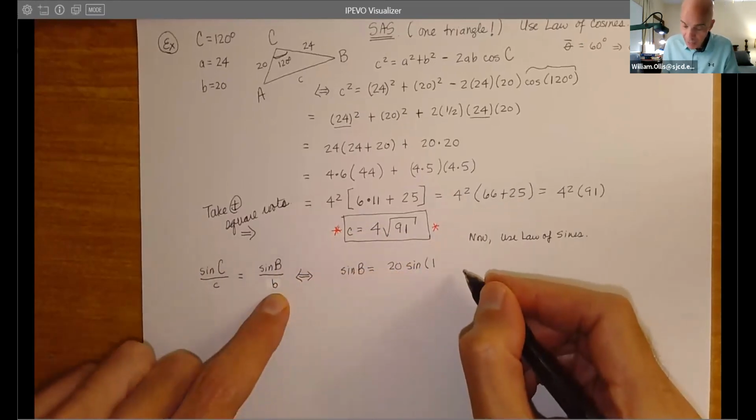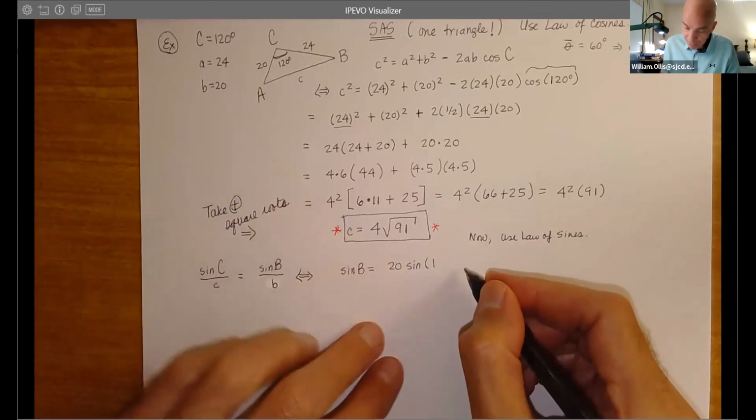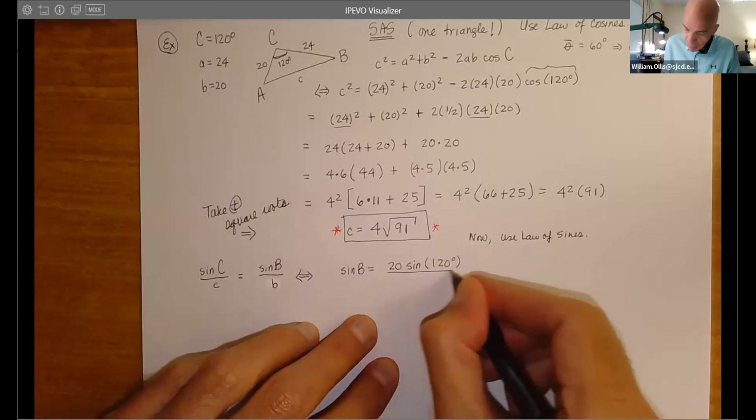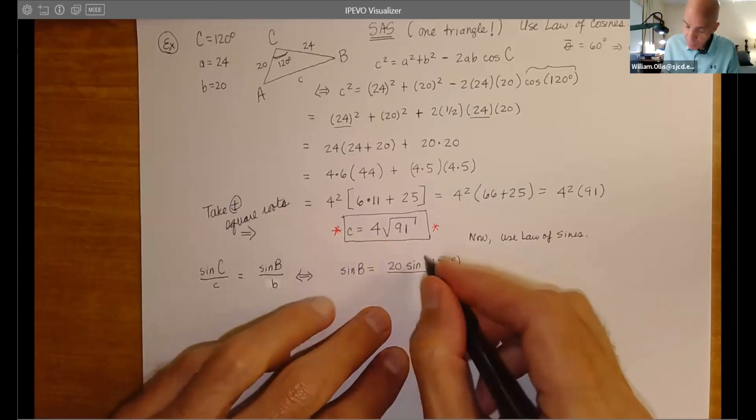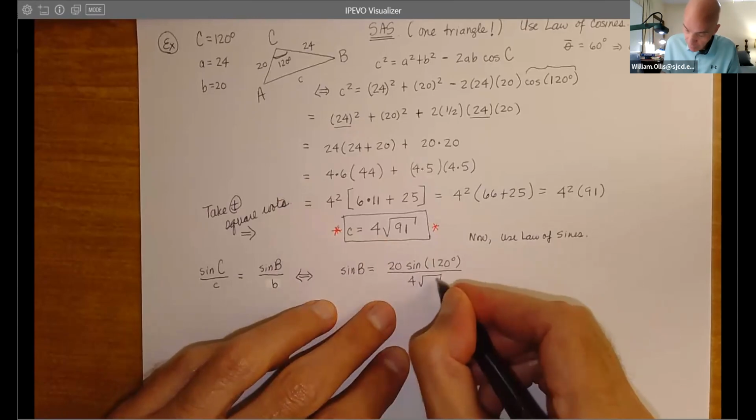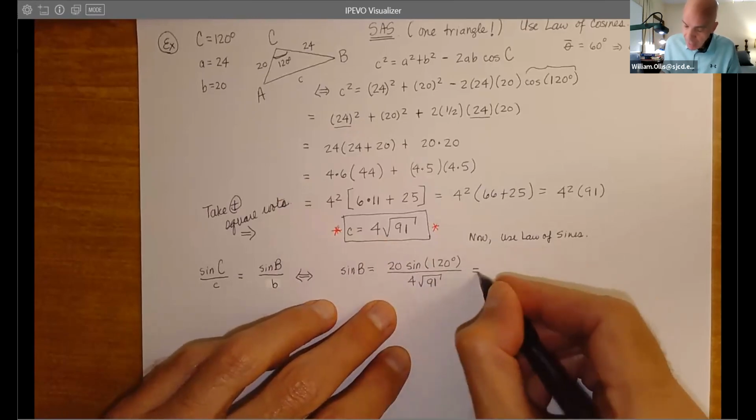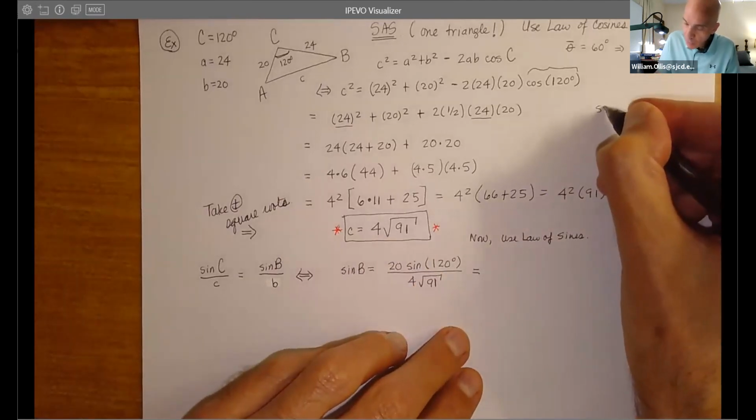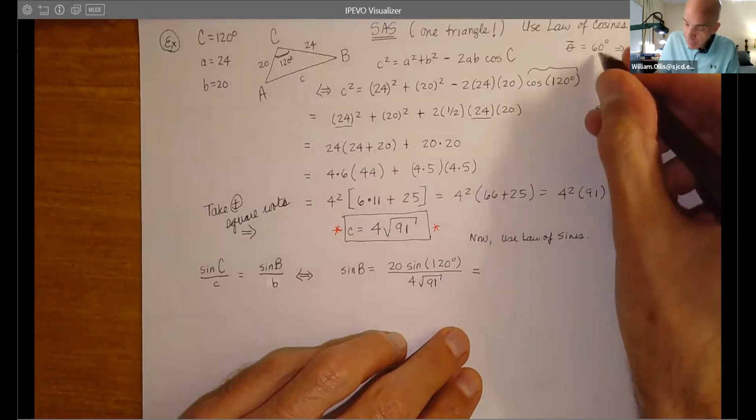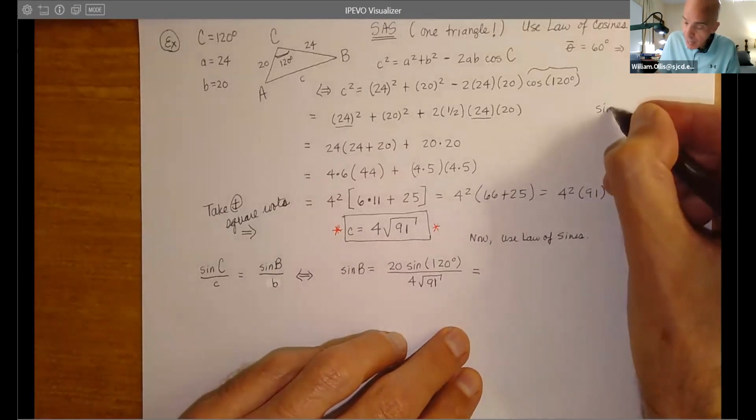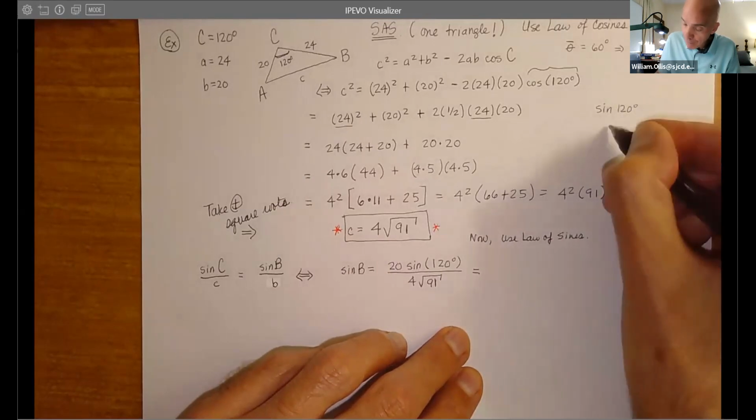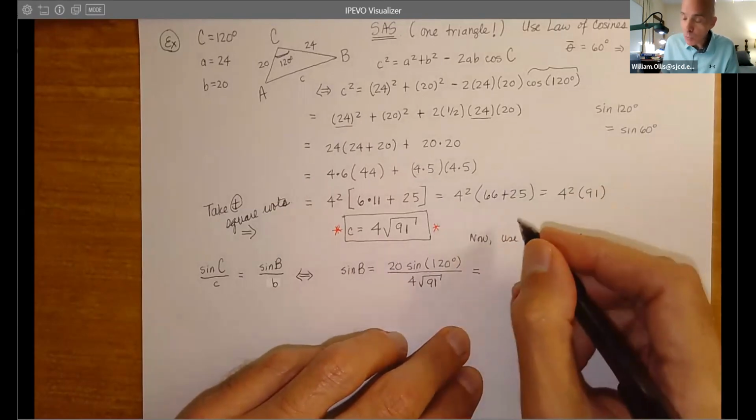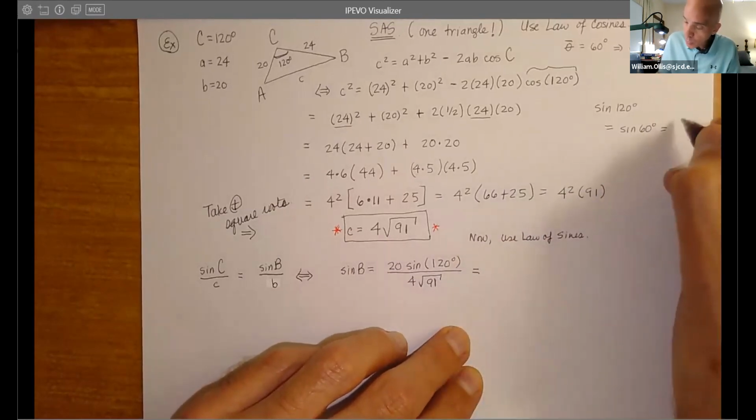So now when I multiply here, I get the B, and that's 20. And then we've got sine of 120 degrees. And then we have C right here, which is 4 times the square root of 91. Now, of course, the sine of 120 degrees, we can just go over here. Remember, theta hat is 60. So sine of 120 degrees equals sine of 60 degrees, because again, in the second quadrant, the sign is positive, and this is square root 3 over 2.